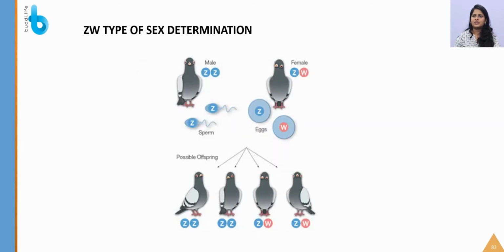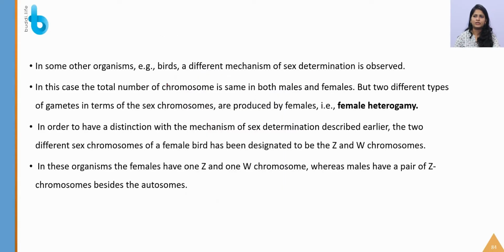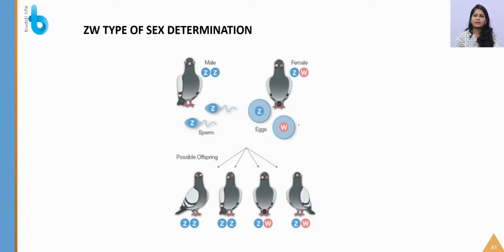So again, this is in hen and this is in pigeon. The same mechanism is also being followed here. Just to give you an example, I have taken 2 birds. So here what type of thing is produced? Here the male is homogametic, and here what is produced? It is the female heterogamy.